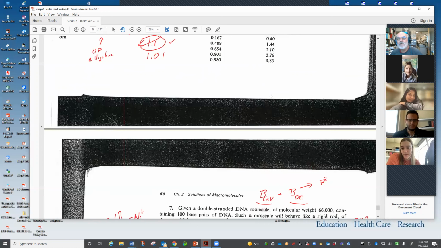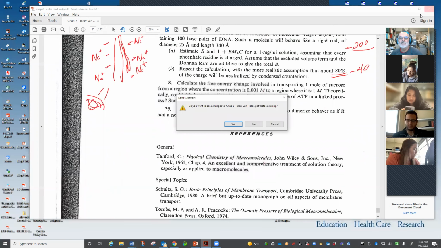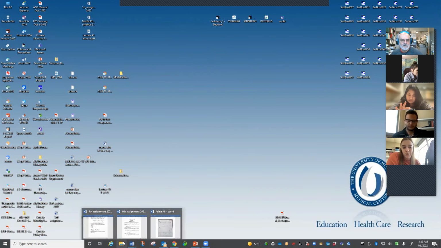All right, let me talk about one other thing. If I close this, it wants me to save the writing. Yeah, and so I'll save the writing. Let's see.